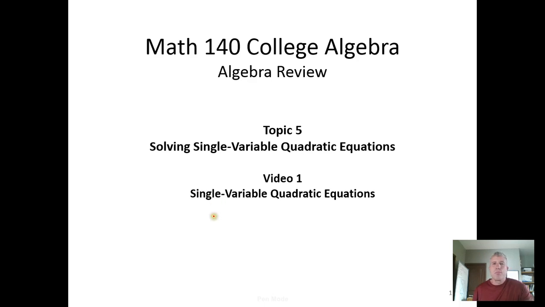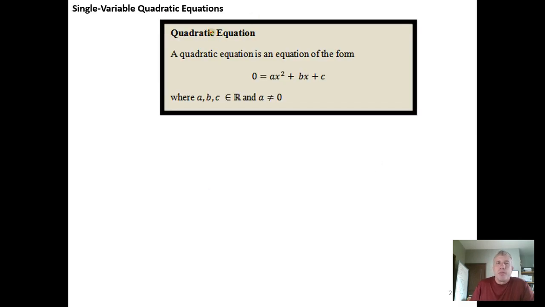So in this video, we're just going to briefly describe what a single variable quadratic equation is. A single variable quadratic equation is going to have this form: 0 equals ax squared plus bx plus c. And the numbers a, b, and c can be any real number that live on the real number line. They don't have to be nice numbers.